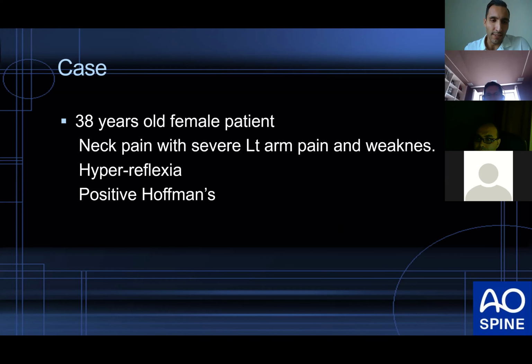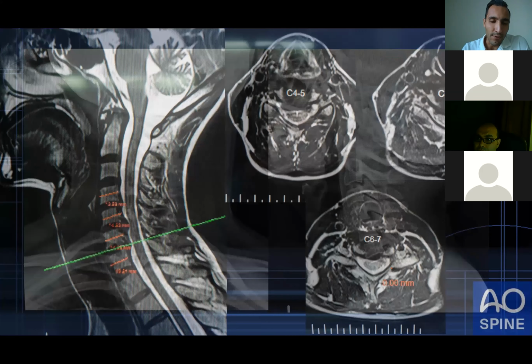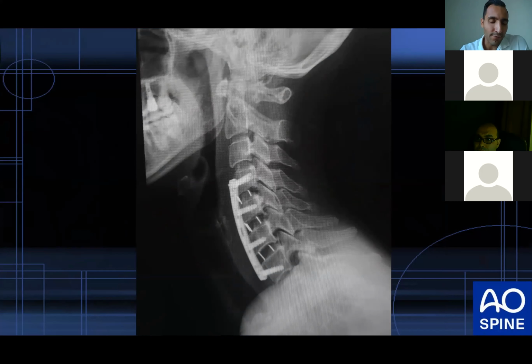So just to remember, that was a 38-year-old female patient who had an element of radiculopathy with myelopathy. Those were her x-rays, and that was her MRI. And we elected to go with a 3-level ACDF for that patient.